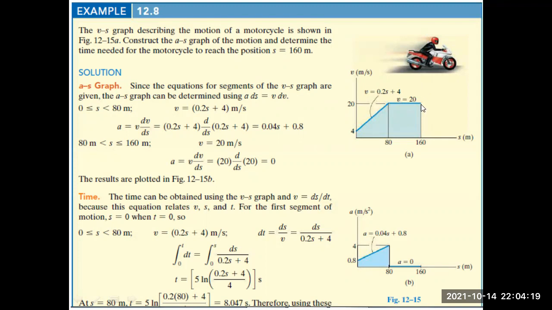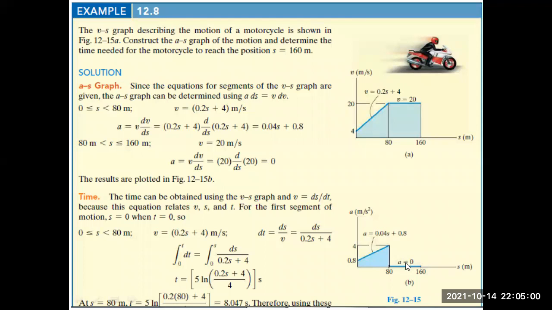If V is equal to 20, I take the differentiation of V with respect to S, times V. So that means 20 times the differentiation of 20 with respect to S. What would it be for 20 if I differentiated with respect to S? How much would it be? 0. So 0 times V, which is equal to 20, would be equal to 0. So I will have A for this domain, which is 80 to 60, equal to 0, right?